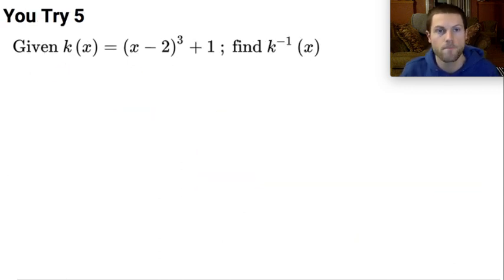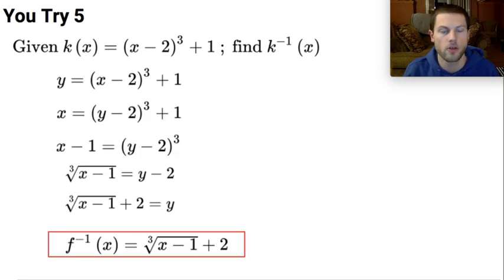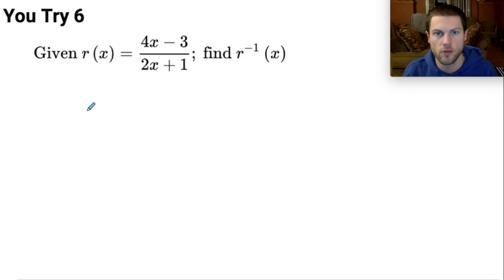All right, here's a you-try example. Give this one a shot, pause the video, see if you can't work it out. And here's my solution for this guy here. This is not f inverse of x, this is k inverse of x. So, my mistake. Here's another you try, another rational function.